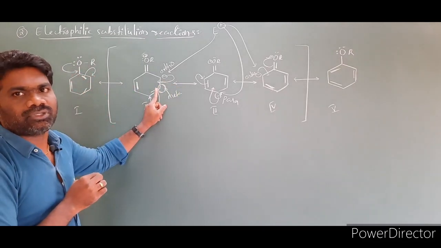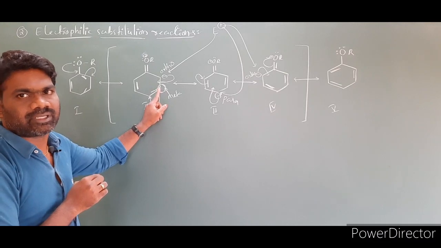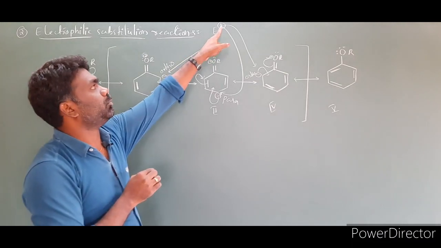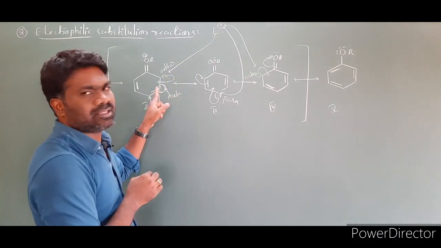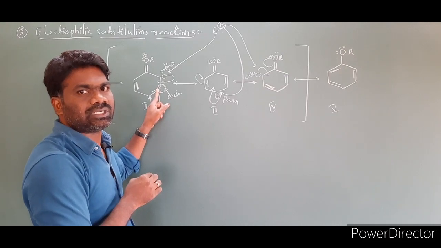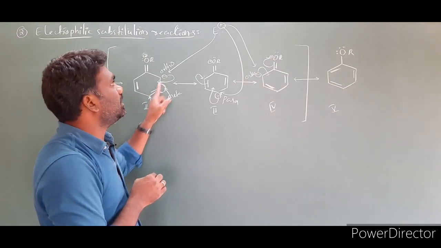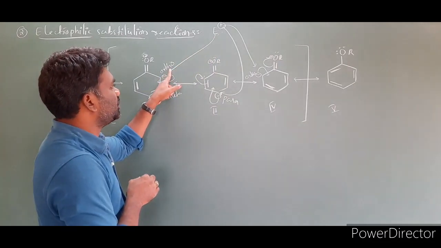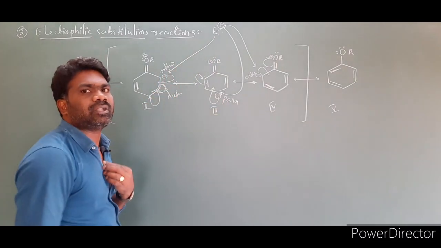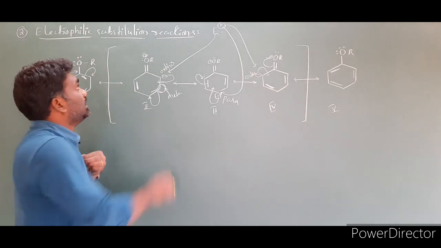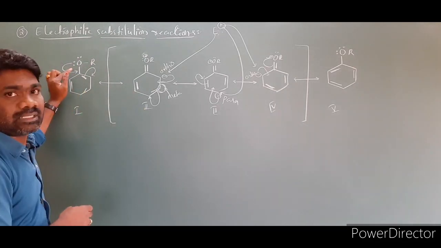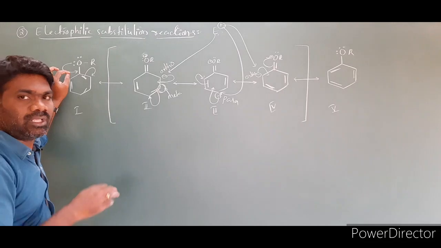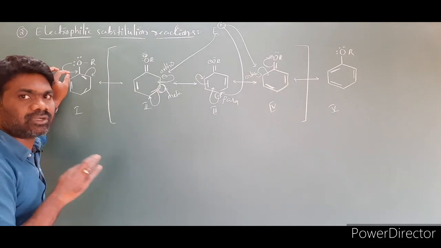But at the meta position, no electrophilic substitution reaction takes place, because the electrophile has a positive charge, but here it doesn't have any charge. Negative charge is not developed in a resonance structure. So electrophilic substitution reactions will take place at the ortho and para positions, but not at the meta position. In these aromatic ethers, the reaction takes place at ortho and para positions, but not at meta position.